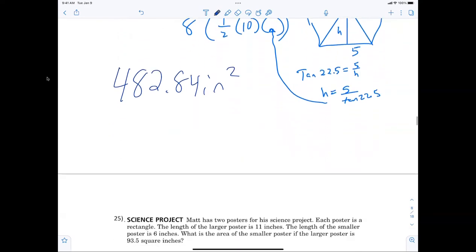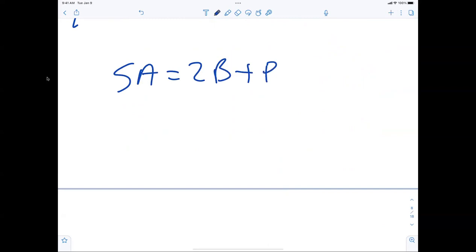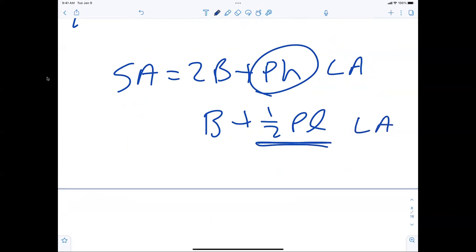He just said something interesting. Surface area of a prism is 2 times the area of the base plus the perimeter times the height. Perimeter times the height is called the what? Lateral area. That's correct. Area of the base plus 1/2 perimeter times the slant height, that's a cone or a pyramid, I should say. 1/2 PL is the what? Lateral area. Is everybody with me on that? Lateral area just means the area of the walls.